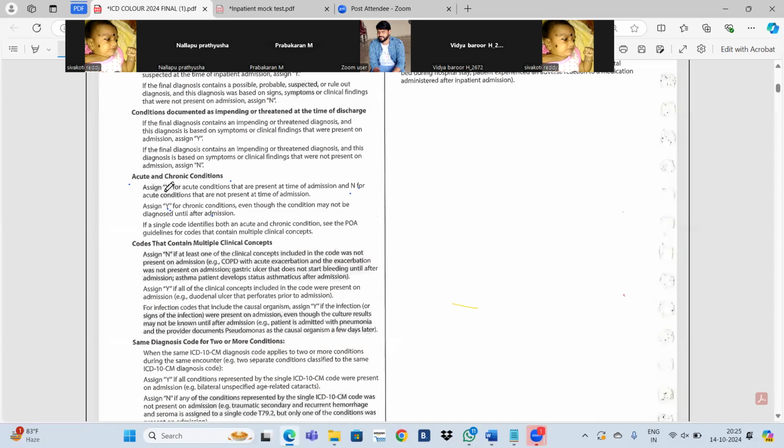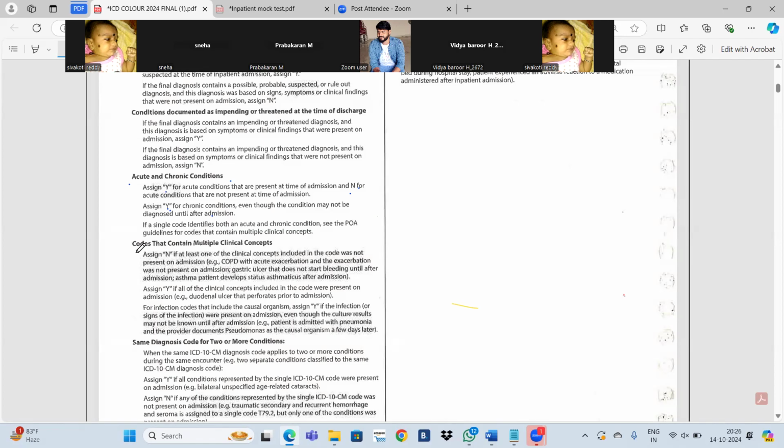Suppose they mention acute pancreatitis and chronic pancreatitis, and both developed after admission. What do you need to give? For acute pancreatitis, N. For chronic pancreatitis, Y.